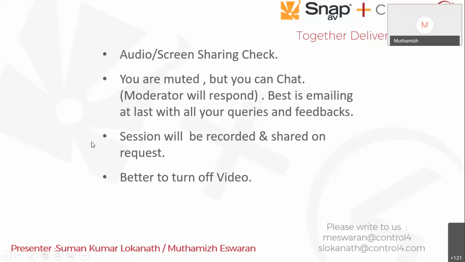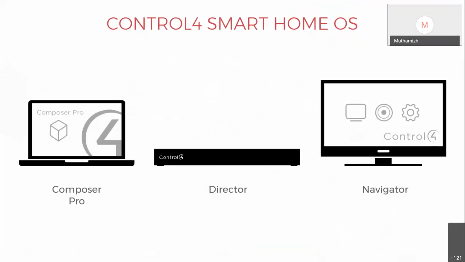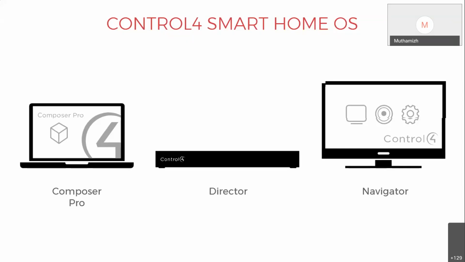So the first thing is, in the Control4 smart home OS environment, on the Control4 side, we have three main things on the software side. One is Composer Pro, which is the software you are going to use as a dealer to build the system. And the director is the software running inside my controller, which does all your actions like control, audio, video, navigation, upgrade, IP connection, security. Everything is taken care of by the director. So the director is the main piece sitting in the controller, and then the navigator.